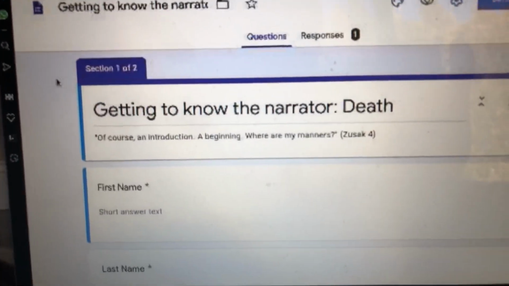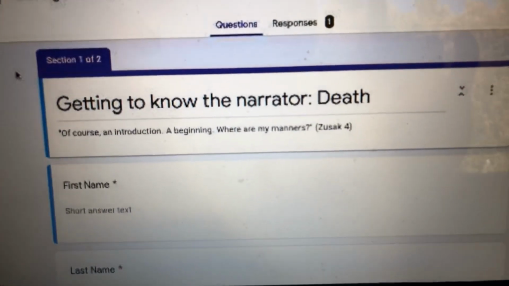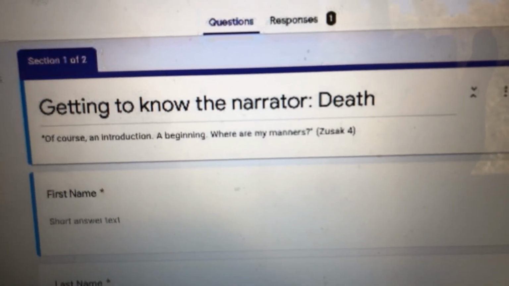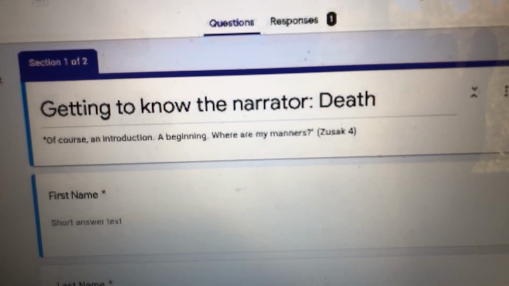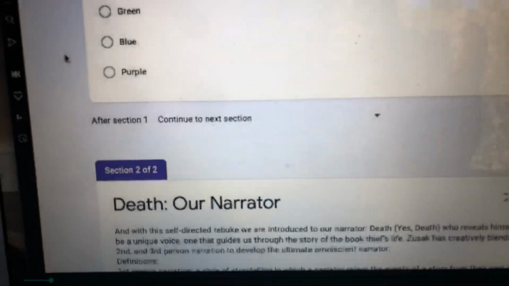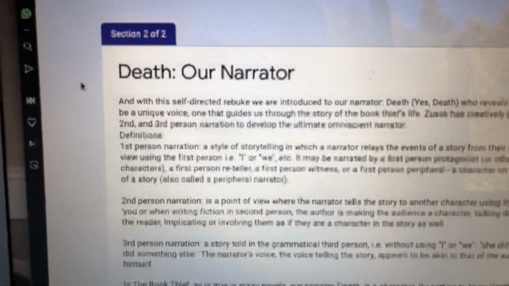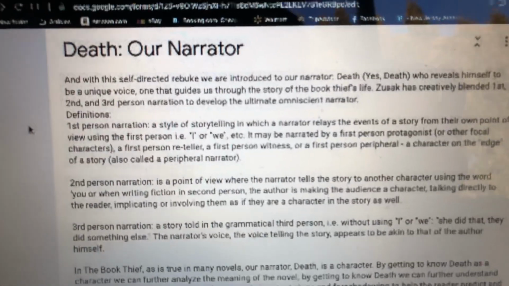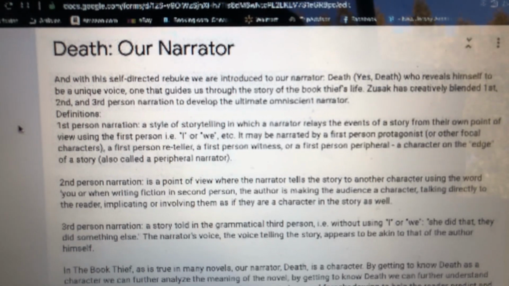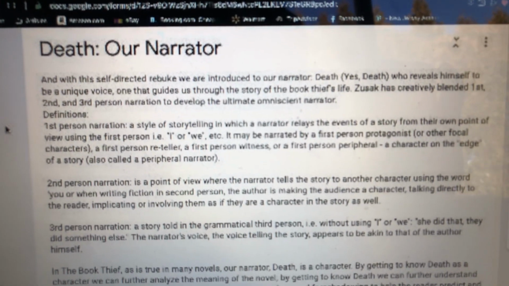The poem we're filling out today is Getting to Know the Narrator, Death. Of course, an introduction, a beginning. Where are my manners? Okay, you fill out the important information, then you get down to the directions. The directions are kind of long. We're going to read most of it, but not all of it.